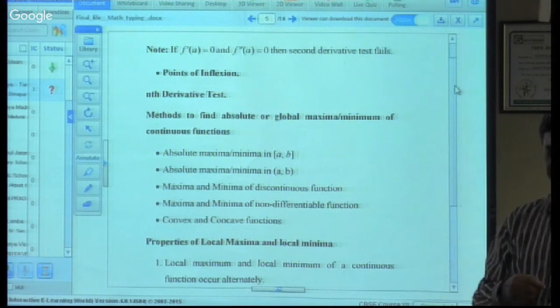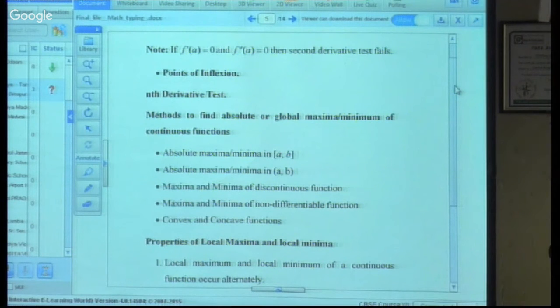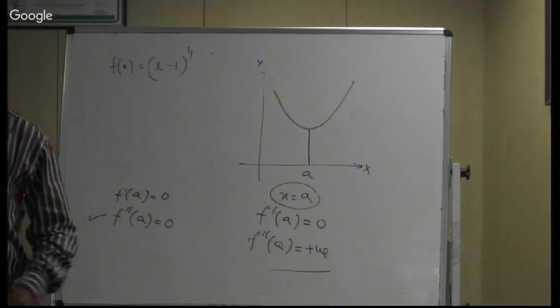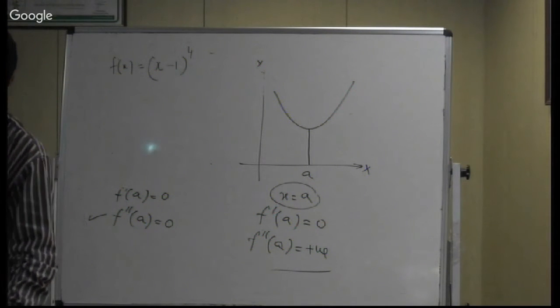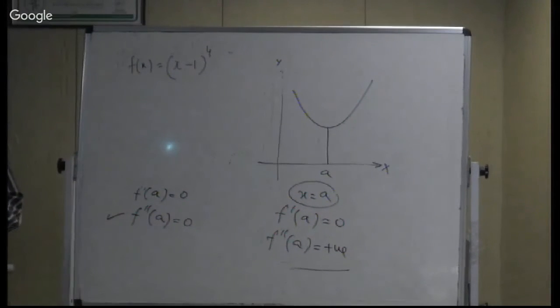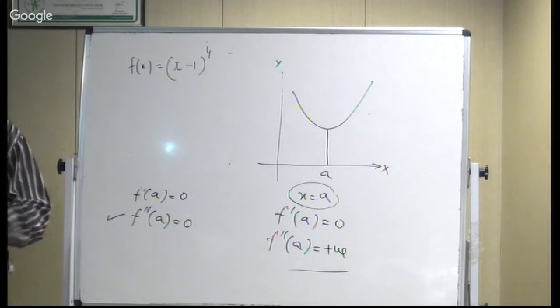So what is the nth derivative test? Let us now, all of you just try to find out. I'll give you a function f(x) is equal to (x minus 1) raised to the power 4, right? You just find out the points of local maxima and minima. For this function, you find out the points of local maxima and minima either using the first derivative or second derivative. Any method you can apply.